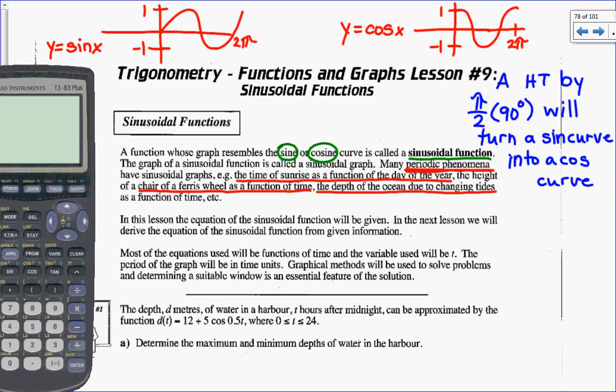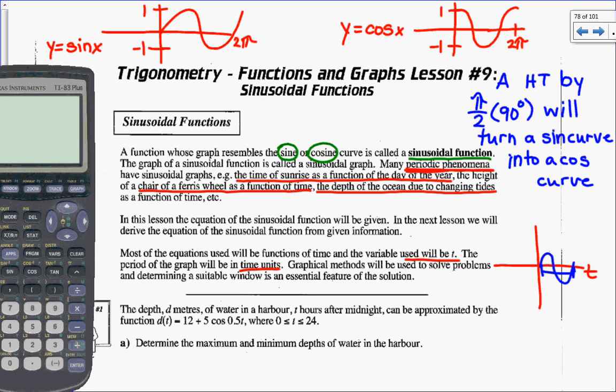Okay, so this paragraph down here just says most of the equations used will be functions of time, and so the variable that you'll use instead of x often is t for time. Although once in a while instead of y you'll see that it is t as well. If your x-axis was t in time, then the period of the graph, the distance that graph travels to do one complete cycle, would be in time units, right? In hours or in minutes or in seconds.